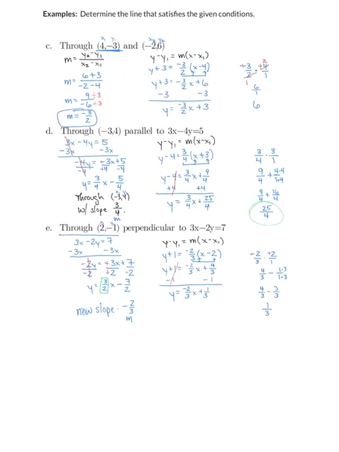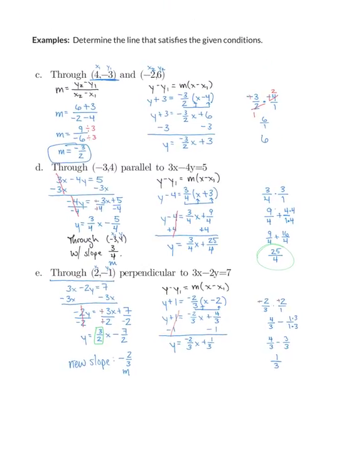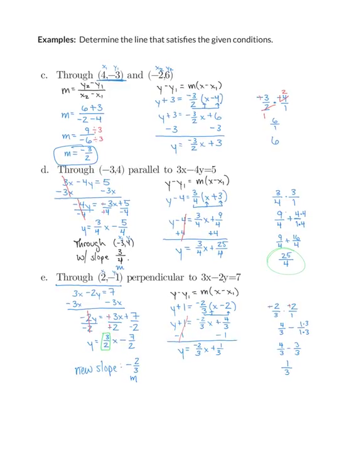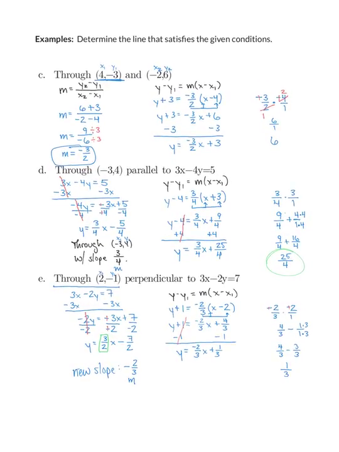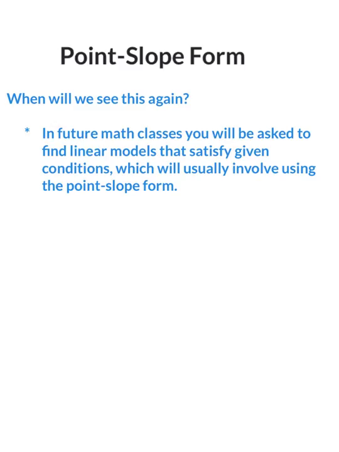So, those are the different kinds of problems that you will see when we talk about point-slope form, or different things that we can do with linear equations. Okay, so when are we going to see this again? In future math classes, you will be asked to find linear models that satisfy different given conditions. And anytime you're asked to find a linear model that does this, this will usually involve using the point-slope form.